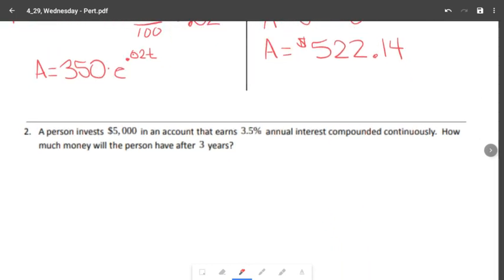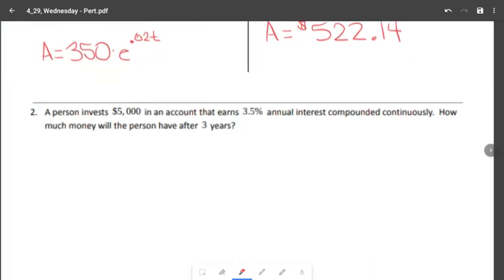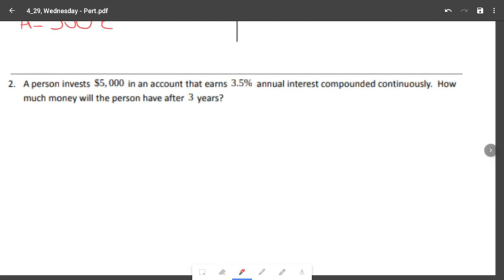So question 2. A person invests $5,000 in an account that earns 3.5% annual interest compounded continuously. How much money will the person have after 3 years? Again, the word compound is there just like the other day, but this time we have the even more special word continuously, which tells us we're using this new formula.